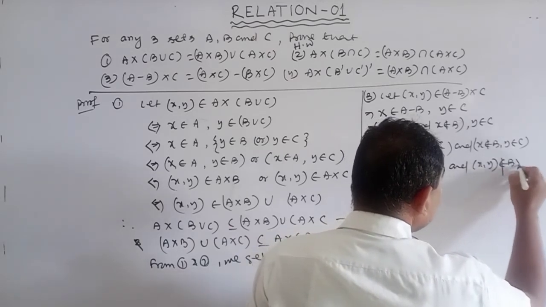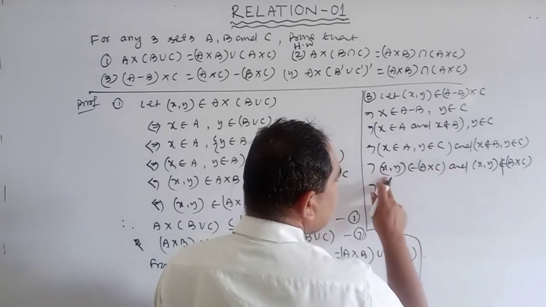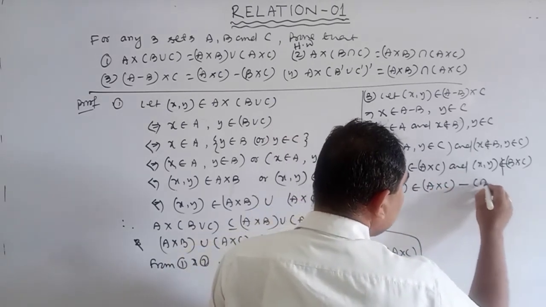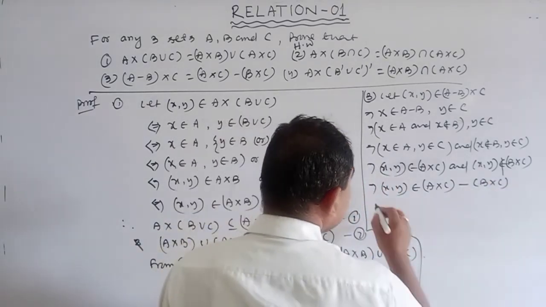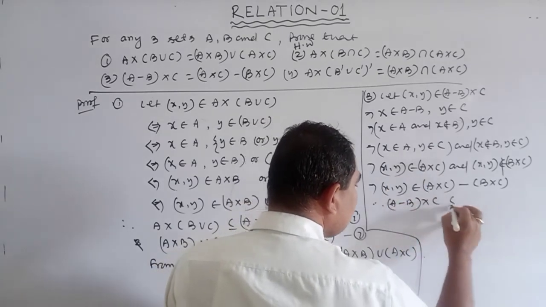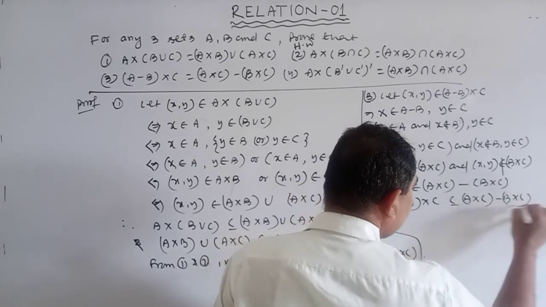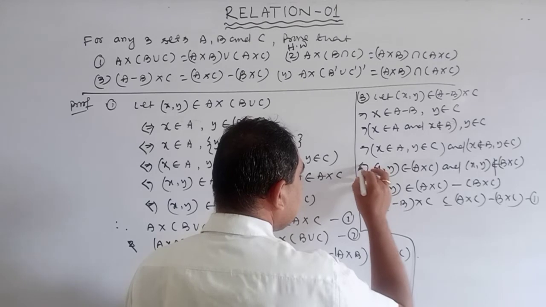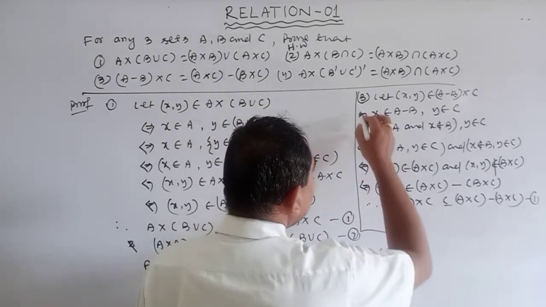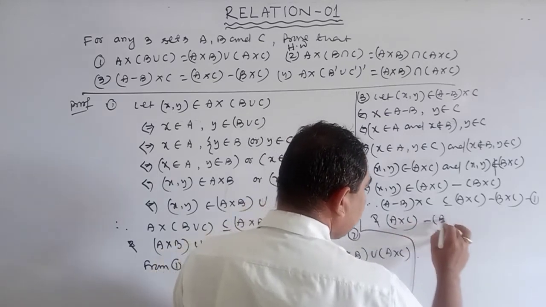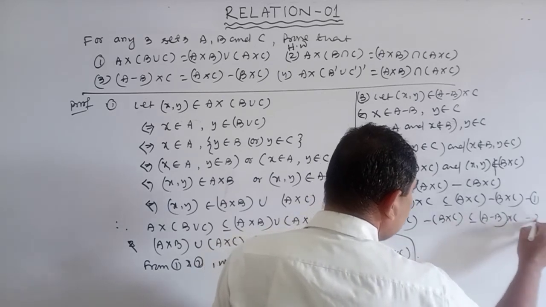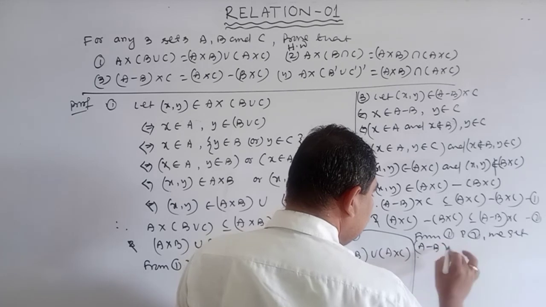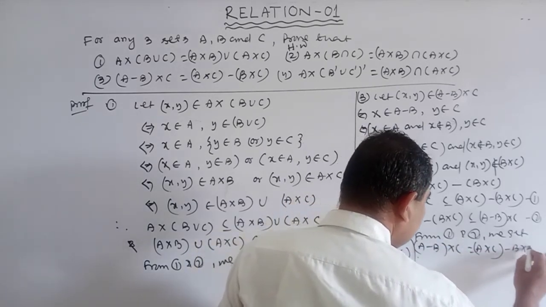Therefore, (x, y) belongs to A into C and (x, y) does not belong to B into C, so (x, y) belongs to A into C minus B into C. Therefore, (A minus B) into C is a subset of A into C minus B into C, equation 1. And in the reverse direction, A into C minus B into C is a subset of (A minus B) into C, equation 2. From 1 and 2 we get (A minus B) into C is equal to A into C minus B into C. Hence proved.